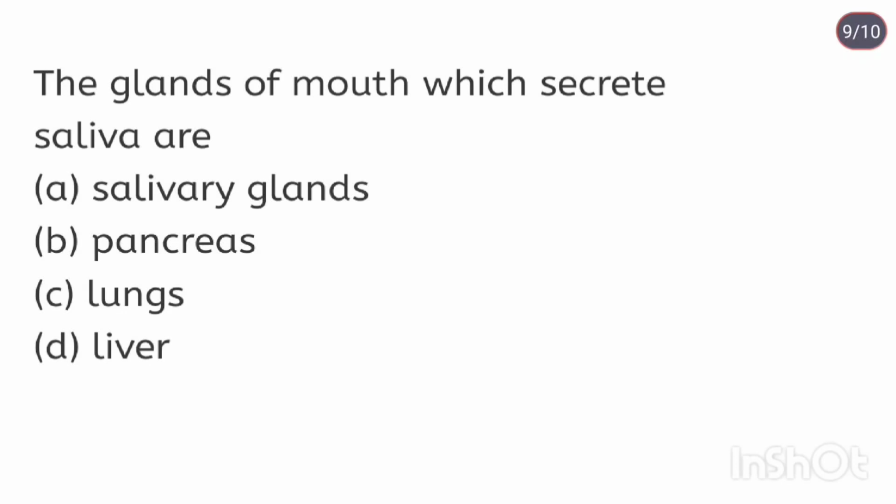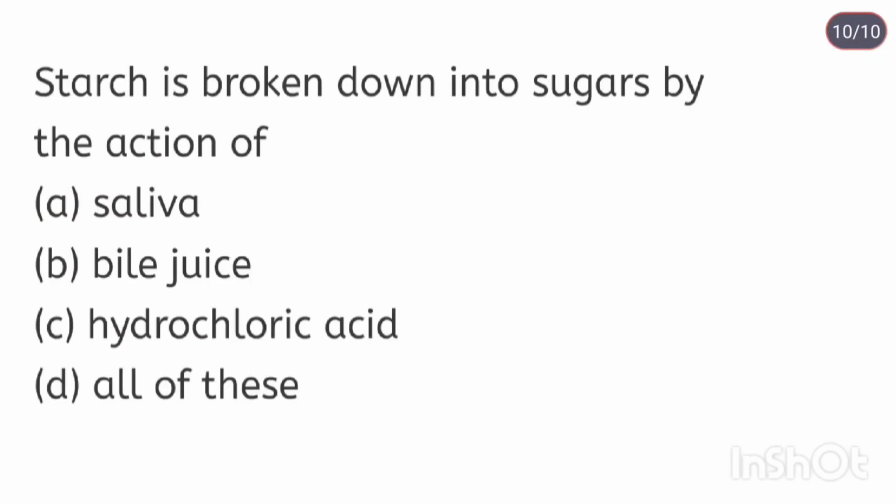The glands of mouth which secrete saliva are salivary glands. Starch is broken down into sugars by the action of saliva. Saliva contains the enzyme amylase, which is capable of breaking down starch into simpler sugar such as maltose.